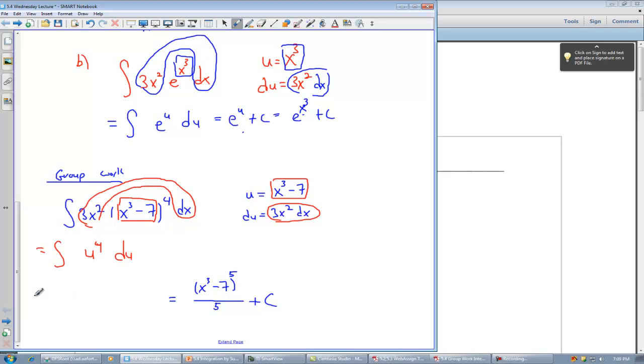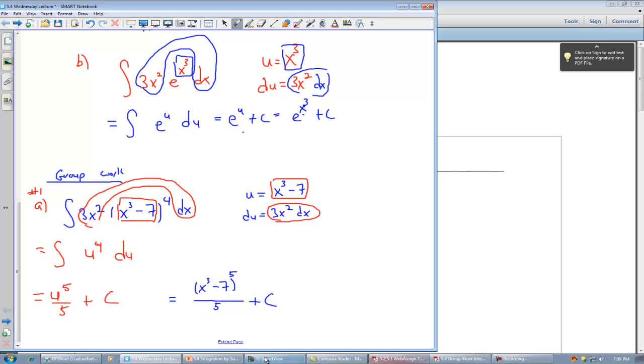Now this is just a power of u, which I can integrate. I add 1 to it, so u to the fifth divided by 5. Make sure you say plus c. And then I resubstitute in for the u, so use x cubed minus 7, so I have x cubed minus 7 right here to the fifth power divided by 5 plus c. And this was part A, number 1, part A.